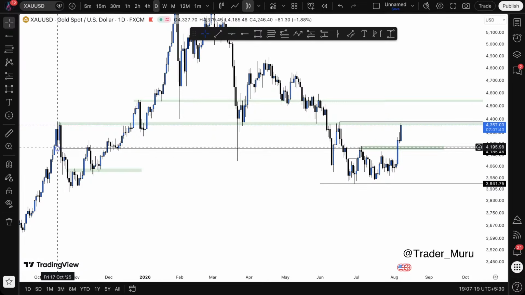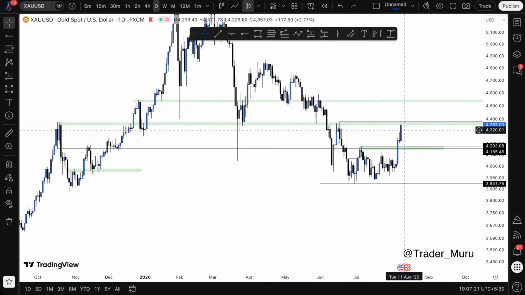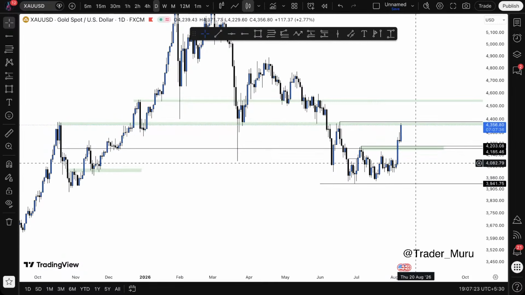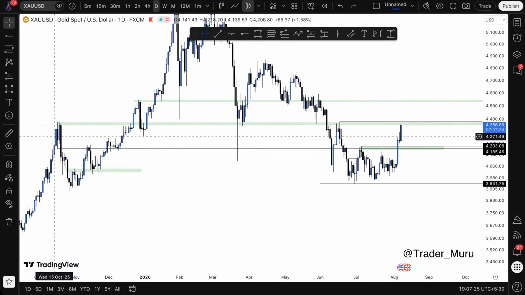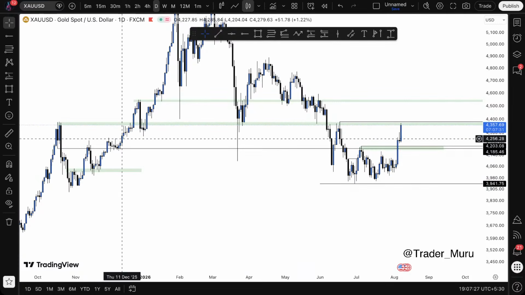You guys were asking me that after this much bullish move, is it possible to test 4200? Yes, it is possible. See?